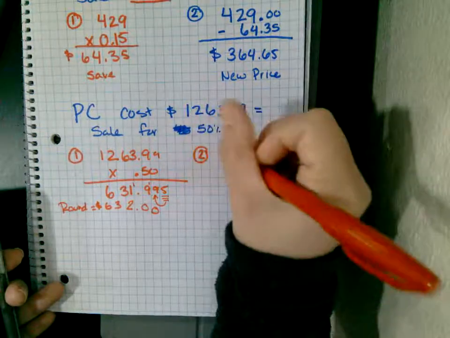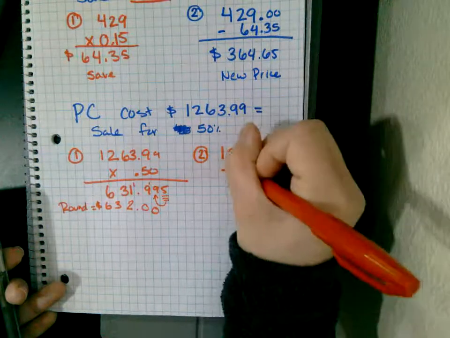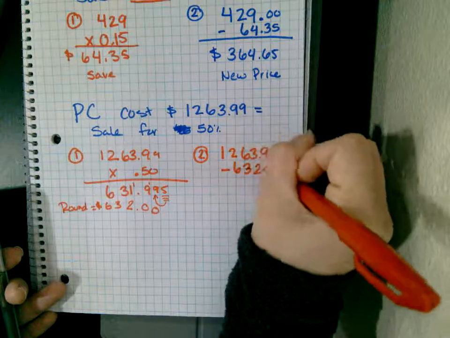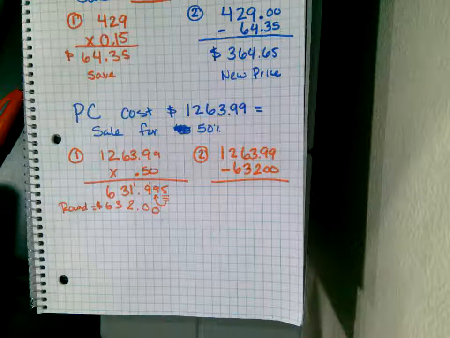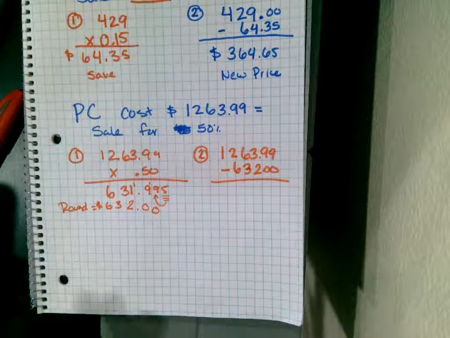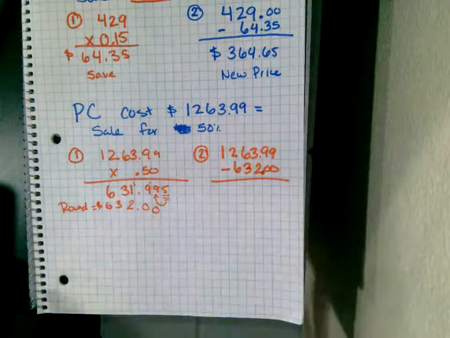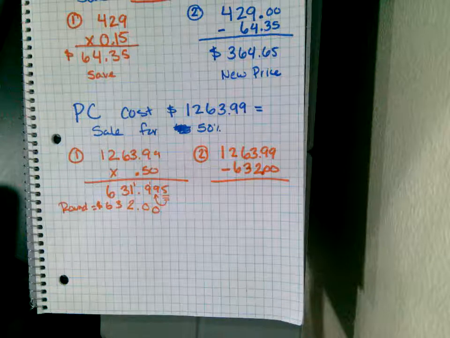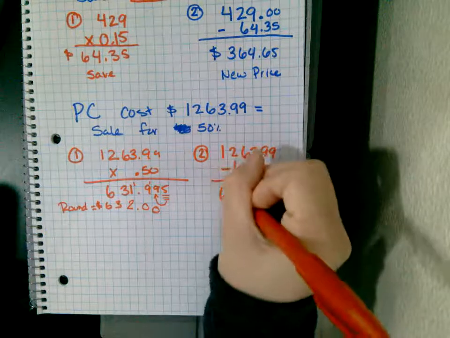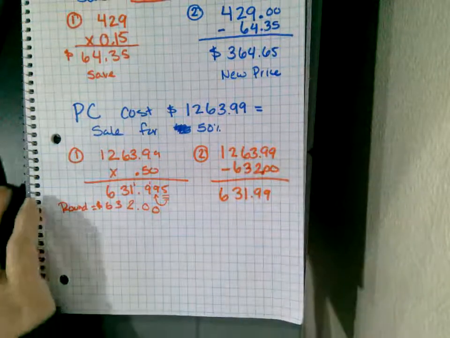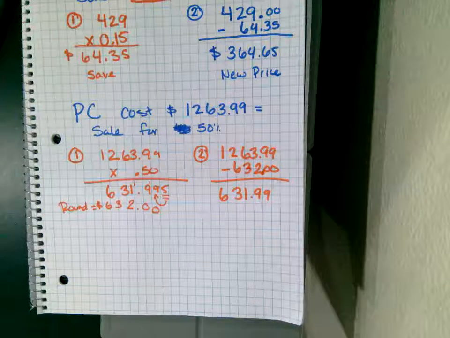So the second step is to take 1,263.99 and subtract $632 because we have to round. So how much is this PC gonna cost me after I get sponsored and can save 50%? $631.99. I'll take 5 and raffle them off to the best students in period 2.